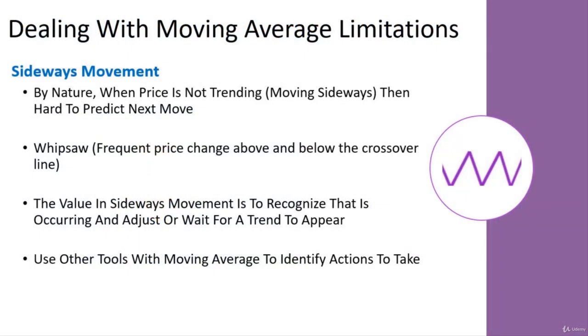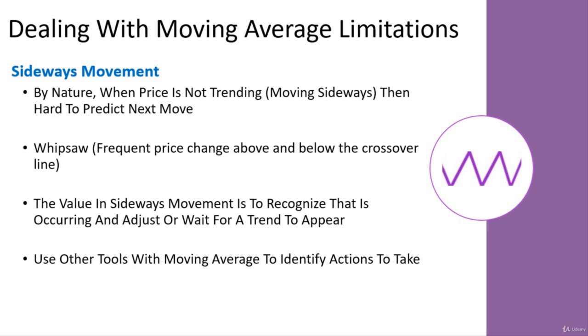Now, one of the limitations of moving averages in general is when markets go sideways, right? You can almost see from the image in the circle where it goes up and down, up and down, up and down, going sideways versus a definite upward or downward trend. Moving averages are better with trends. They struggle a little more when there's no trend or it's moving sideways. It makes it harder to predict the next move, and that's where our whipsaws come in, right?